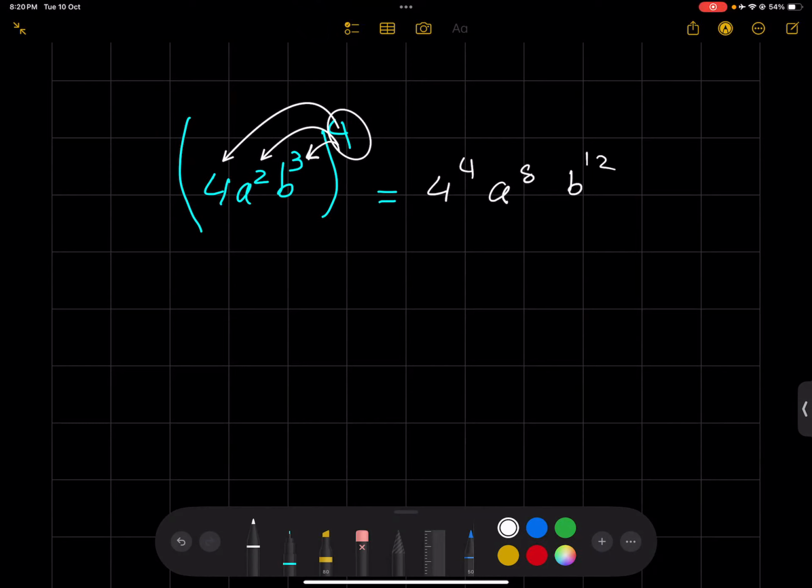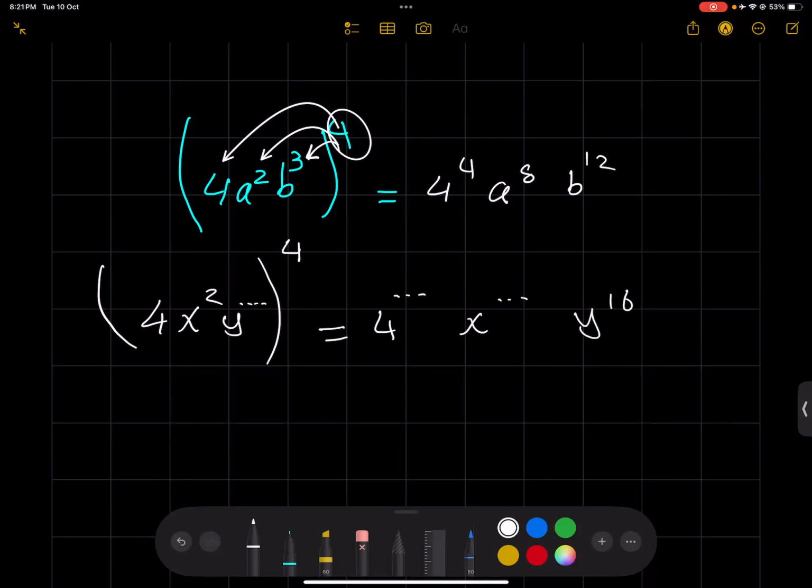Sometimes he tries to make it much harder, to manipulate it. Sometimes he'd ask you, if you have 4x^2 y to the power of something, for example, raised to the power of 4, and the answer is 4 to the power of something, x to the power of something, and y to the power of 16, to figure out the missing ones. So definitely we have 3 missing.